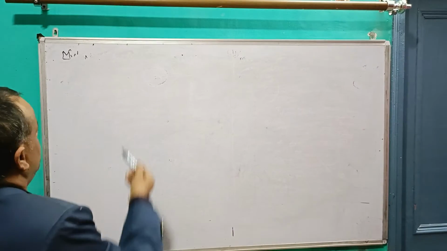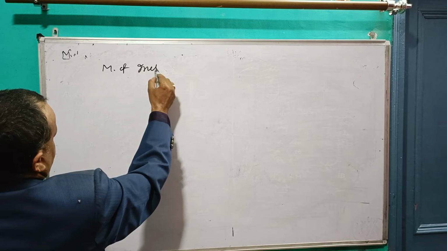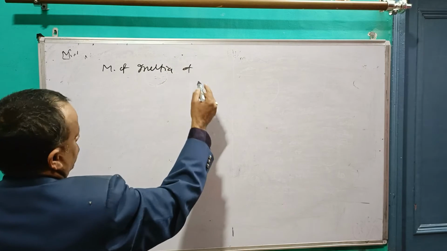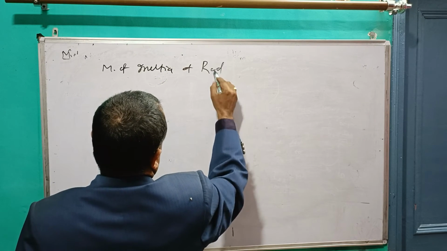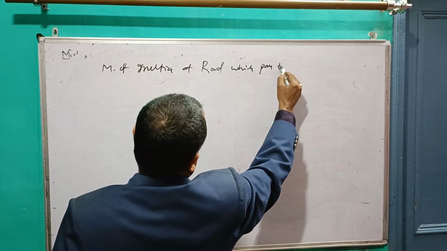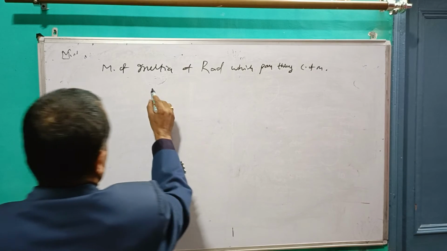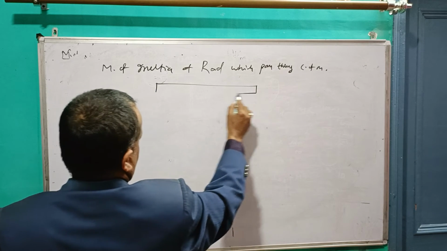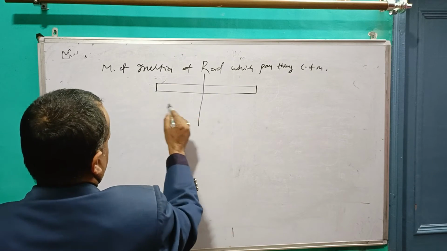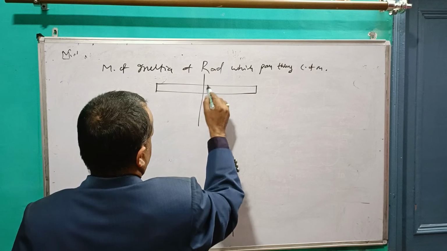We'll calculate the moment of inertia of a rod which passes through the center of mass. Let us suppose we have this rod. It has length L and mass M. So this is the axis.